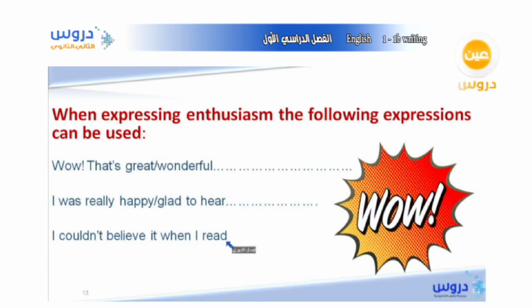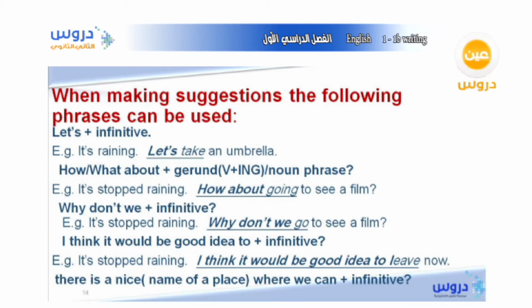if you notice here, let's, how about, why don't we, and I think it will be a good idea. Okay, guys? Have a look with me. I'm giving choices to the other person. Let's, how about, why don't we? And I think it will be a good idea. So if you write to someone and you are using those suggestions, you are giving him more choices, okay? And he will understand you even more.